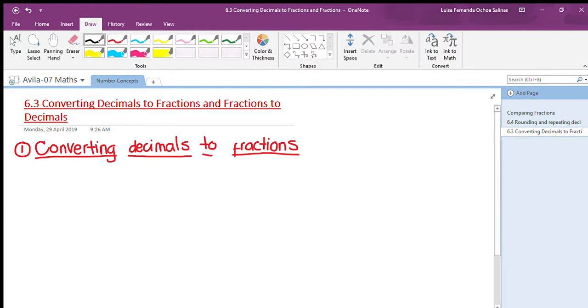Okay, so to convert decimals to fractions, we need to use, and this is the important part here, our knowledge of place value to do this conversion. We need to use place value to do this conversion. So we're going to cover first the steps, then we're going to talk about some examples.